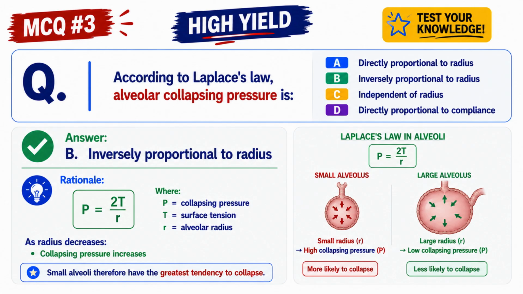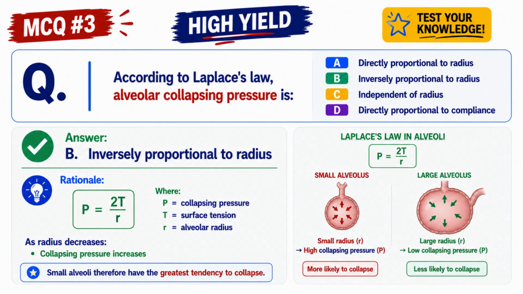Think about what this means without surfactant. A small alveolus, with high collapsing pressure, would empty into a connected large alveolus with lower collapsing pressure. The small alveolus collapses. The large alveolus overdistends. This is exactly what would happen in the absence of surfactant. Alveolar instability: collapse of small units, overdistension of large units, inefficient gas exchange, atelectasis.